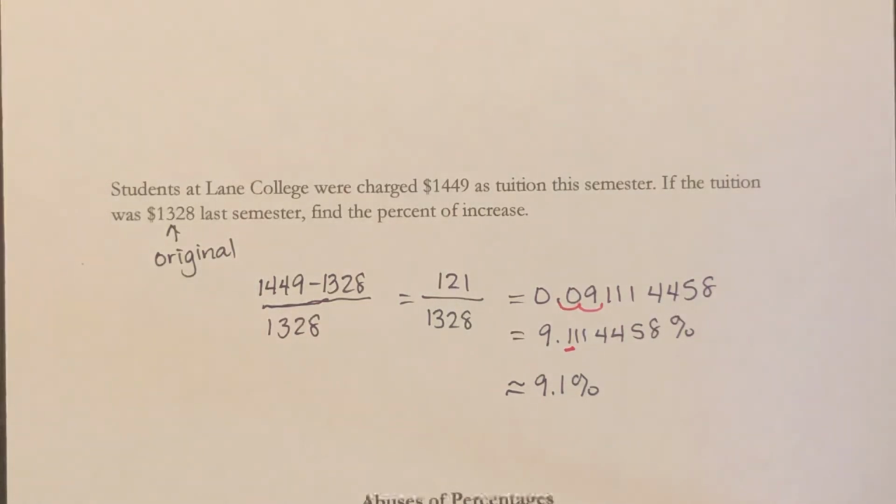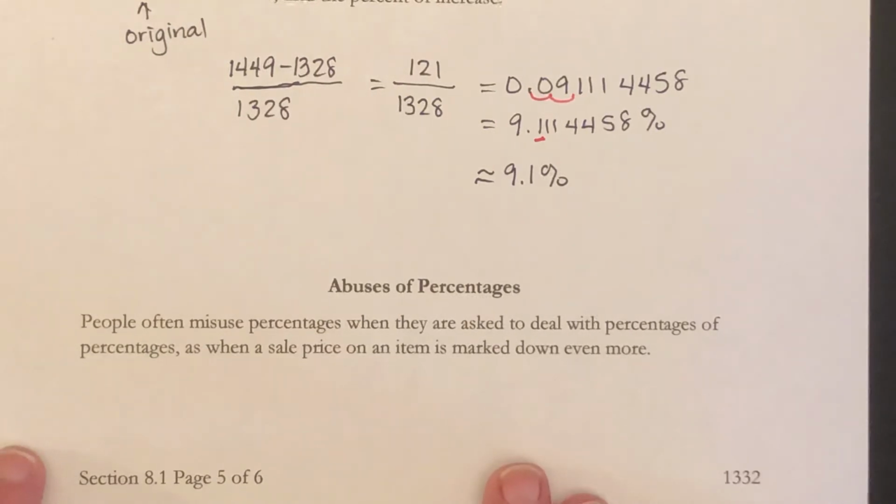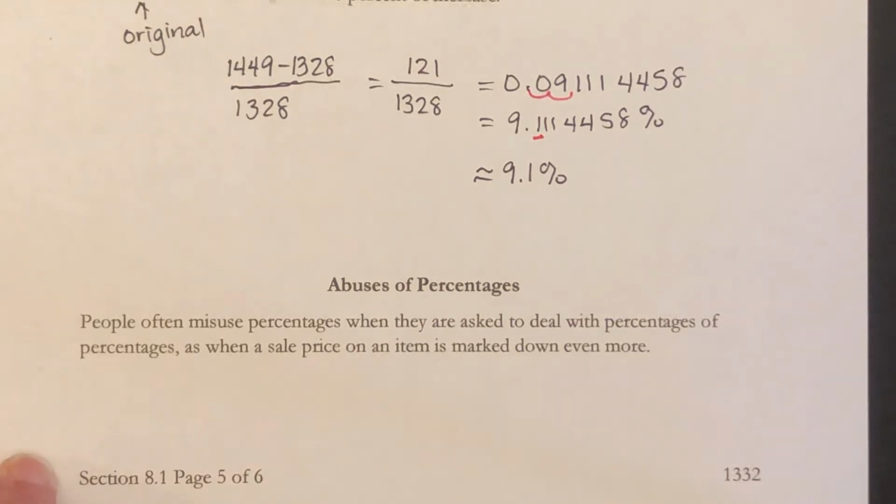Now, the last topic we're going to discuss is the different ways that people abuse percentages. A lot of the mistakes people make are in the logic of them. What we see often is when people start talking about percentages of percentages, as when a sale price is on an item, like a sale is marked down, and then they mark down that sale price again. A lot of things get confused in those calculations. So that's the next thing we're going to be looking at.